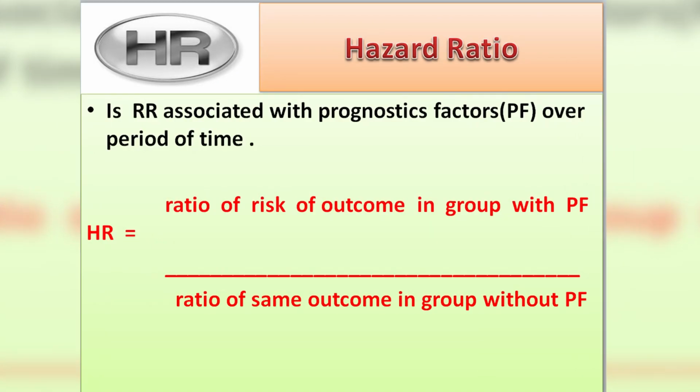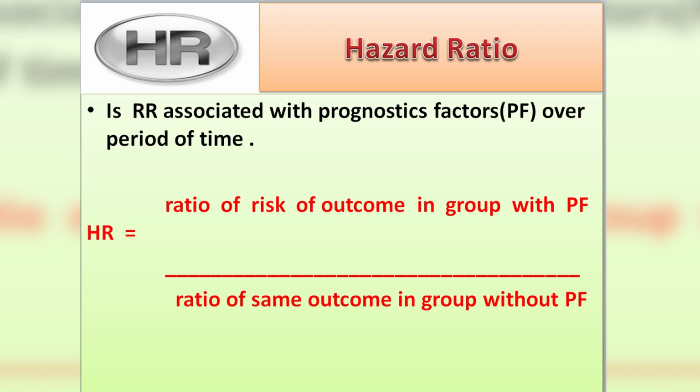Hazard ratio, as I told you before, is the relative risk. It's like the odds ratio, same thing. But in the prognostic paper it is called hazard ratio. The definition of hazard ratio is relative risk, the same: relative risk associated with the prognostic factor over a period of time. This is the difference, over a period of time. So hazard ratio means relative risk associated with the prognostic factor over a period of time.